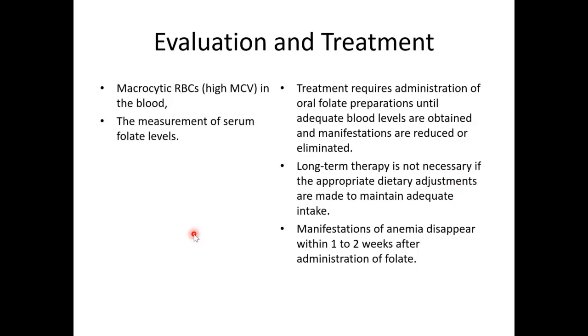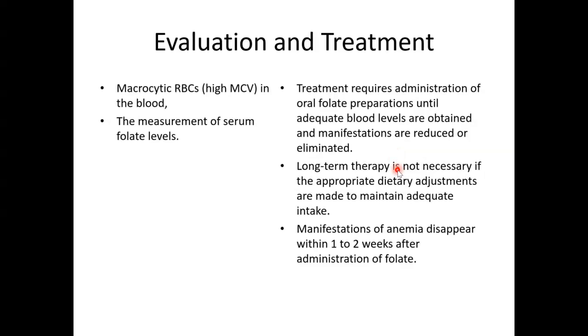So for the evaluation and the treatment: again, we're going to see a macrocytic red blood cell, which is a high MCV in the blood. And we can just measure the serum folate levels. We just draw it and see what their folate levels are. If they're low, we need to supplement them. Treatment requires administration of oral folate preparations until adequate blood levels are maintained and manifestations are reduced or eliminated. So just give them an oral replacement until their blood levels are up.